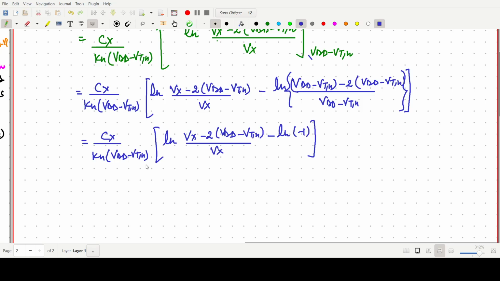So now again if we change this one and solve it, it is simple mathematics: Kn times (VDD minus VTN), and this minus 1 will come here, so it should be twice times of this, ln of twice times (VDD minus VTN) minus Vx, by Vx.